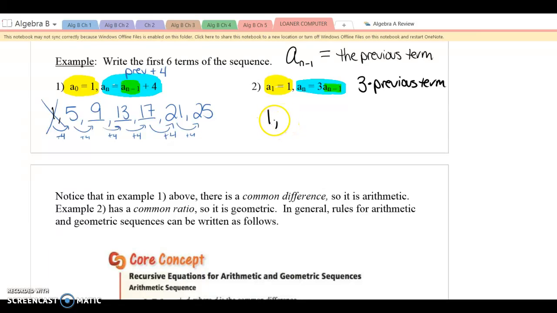So our previous term is 1. 3 times our previous term 1 is 3. 3 times that would be 9. 3 times 9 would be 27. 3 times 27 is 81. And 3 times 81 is 243. And that gives us the first 6 terms.